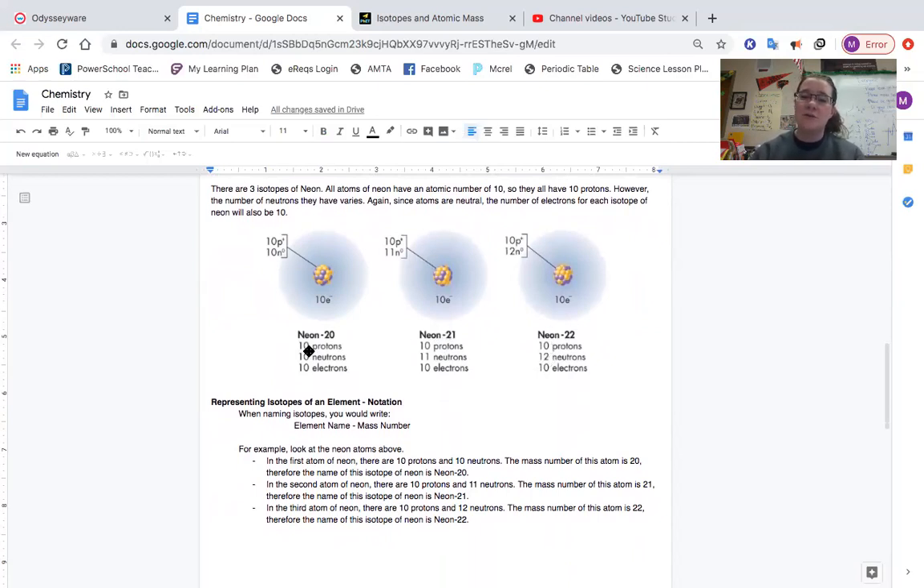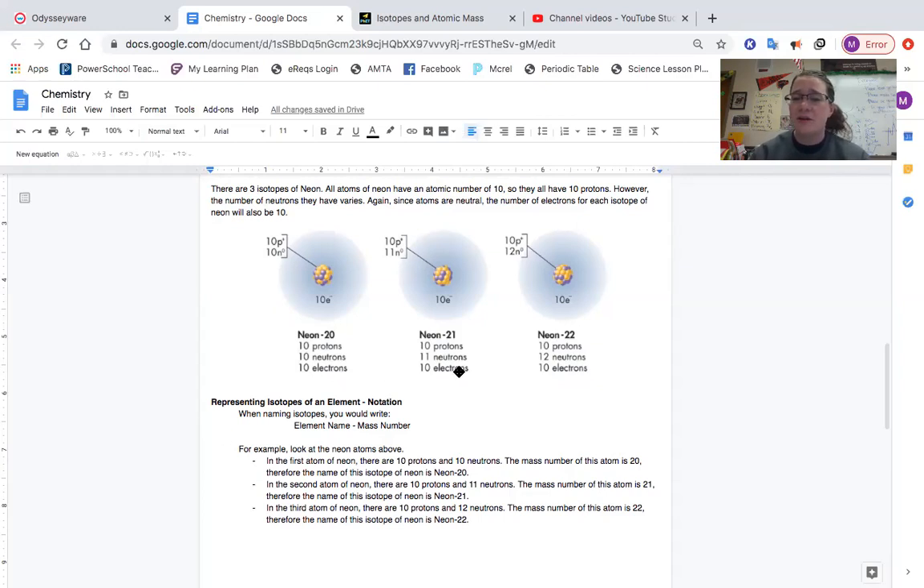Notice the number of protons stays the same every time. That's because it is neon, and neon always has 10 protons. If it doesn't have 10, if it has 11, then it's not neon anymore, it's sodium. And if it had 9 protons, that's not neon, that's fluorine. Since it's neon every time, the number of protons stays the same.